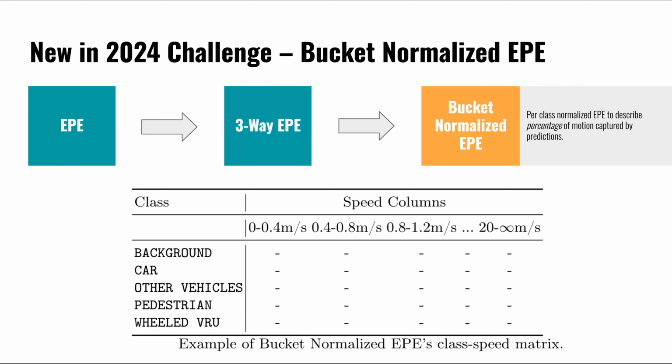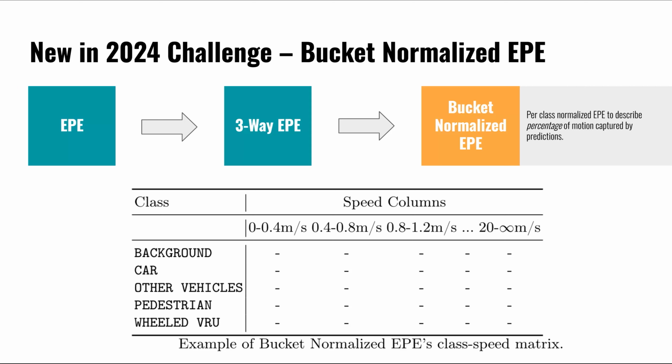So if you have a car moving at 30 meters per second, and you have 0.7 meters per second of EPE, that is a smaller percentage of missed description than a pedestrian walking 0.5 meters per second with 0.5 meters per second of error, i.e. you didn't describe its motion at all. So this normalization is very important to getting good descriptions of motion, right?